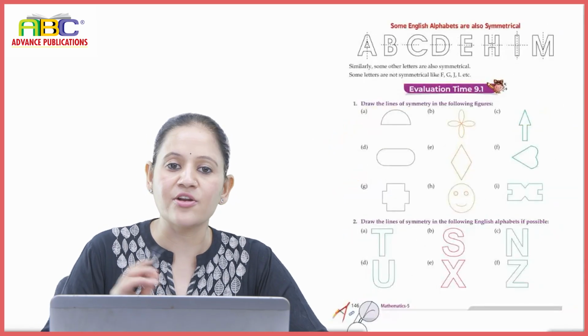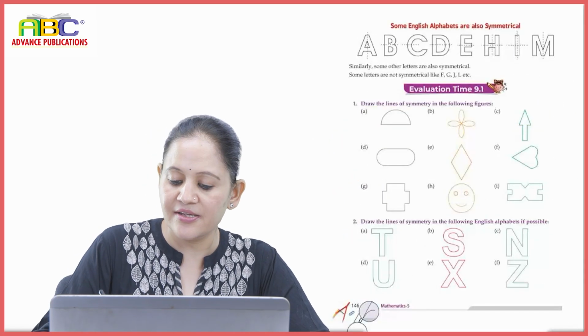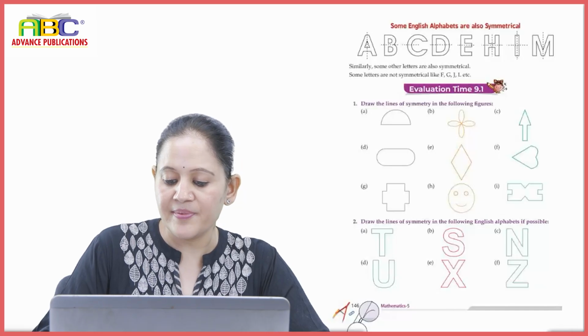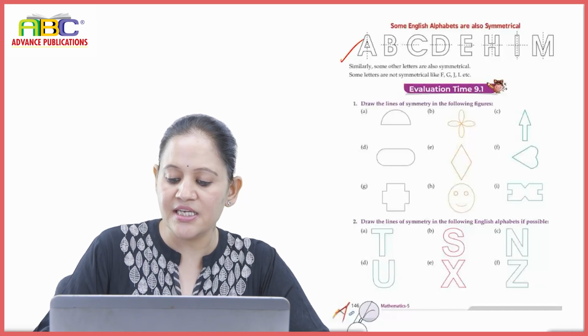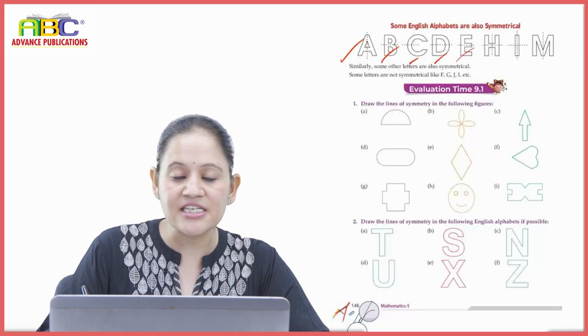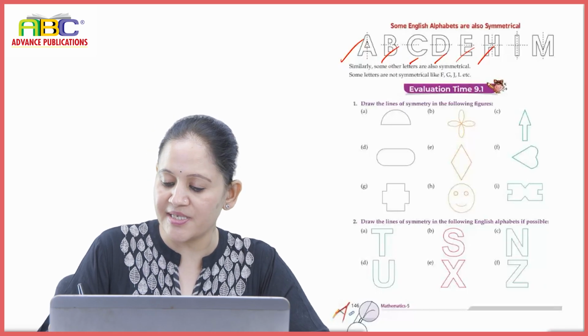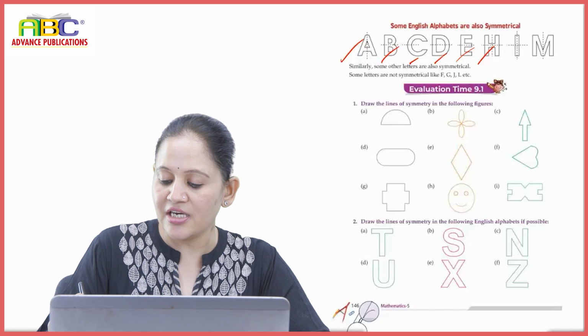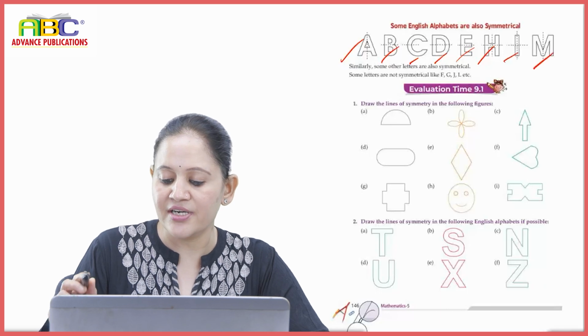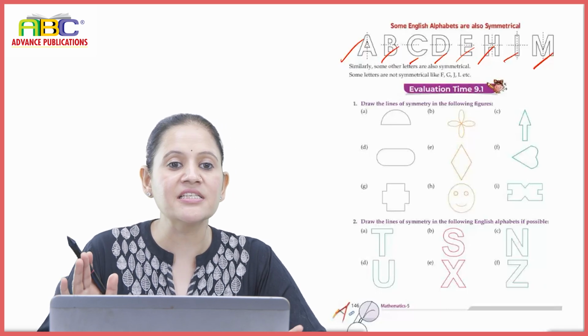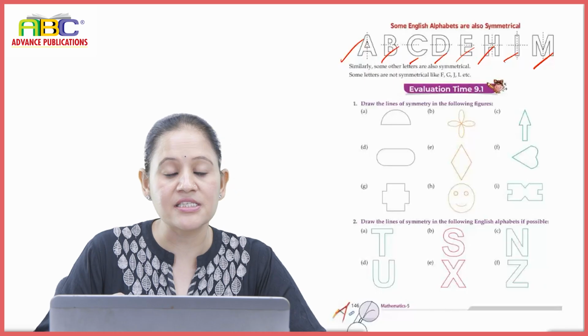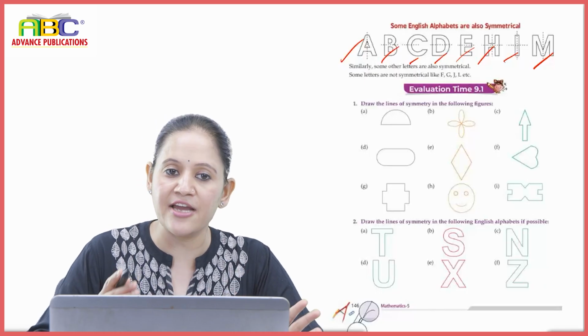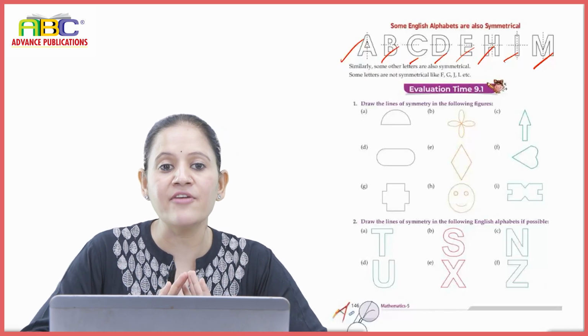Some English alphabets are also symmetrical. Here you can see this alphabet A has a vertical line of symmetry, B horizontal, C horizontal, D horizontal, E horizontal. H has both vertical and horizontal lines of symmetry. I has both horizontal and vertical lines of symmetry. M has a vertical line of symmetry. Similarly, some other letters are also symmetrical. Some letters which are not symmetrical, like F, G, J and L, have no symmetry.